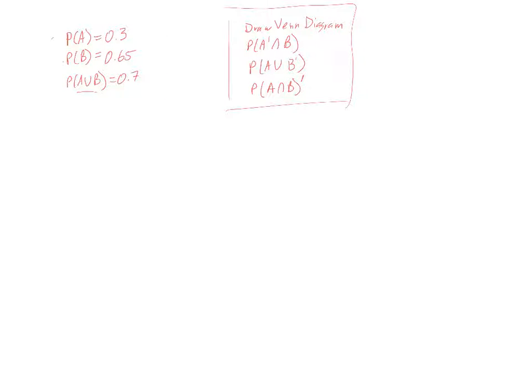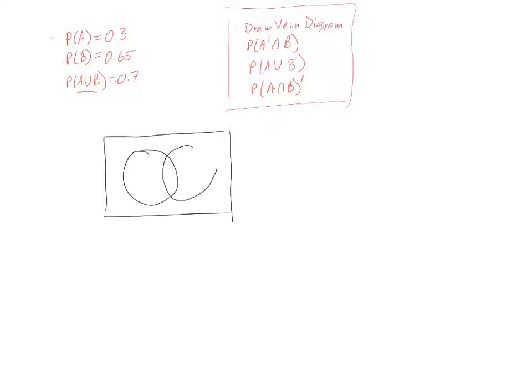So let's go ahead and do it. We're going to start by drawing our Venn diagram. Oh, it's so pretty. Looks just like every other Venn diagram I've ever drawn. So lovely. All right, so I've got the Venn diagram. This one over here on the left is going to be A. The one over here on the right is going to be B.